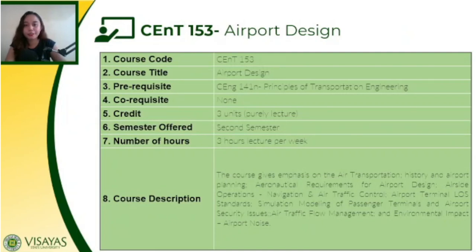Next, we have CNT 153, which is Airport Design. Its prerequisite is Principles of Transportation Engineering. Again, it has a 3-unit credit, which is equivalent to 3 hours of lecture per week. In this course, it will give emphasis on air transportation, history, and airport planning.